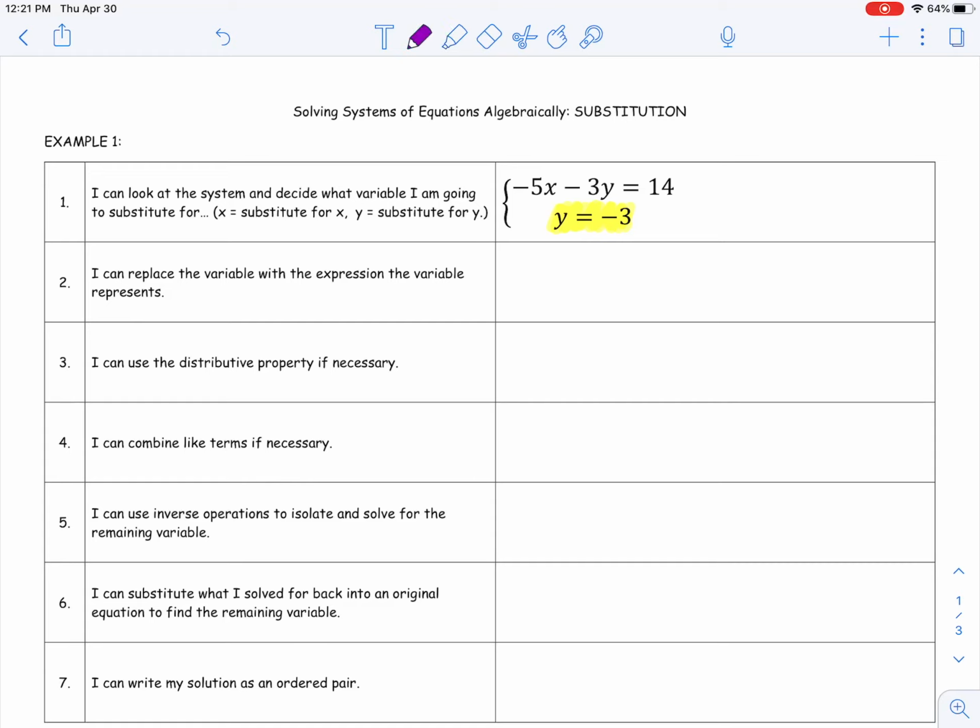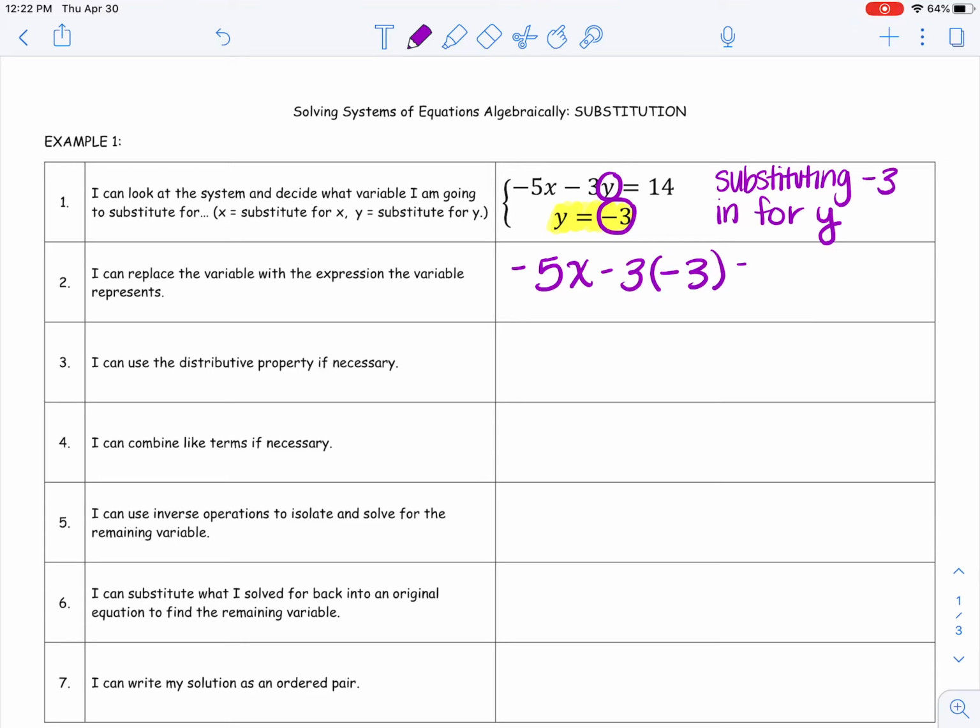So this tells me right here that I'm going to be substituting -3 in for y. Okay, so my next step is going to be to actually substitute that -3 into y in the first equation. So I have -5x minus 3 times -3 equals 14.